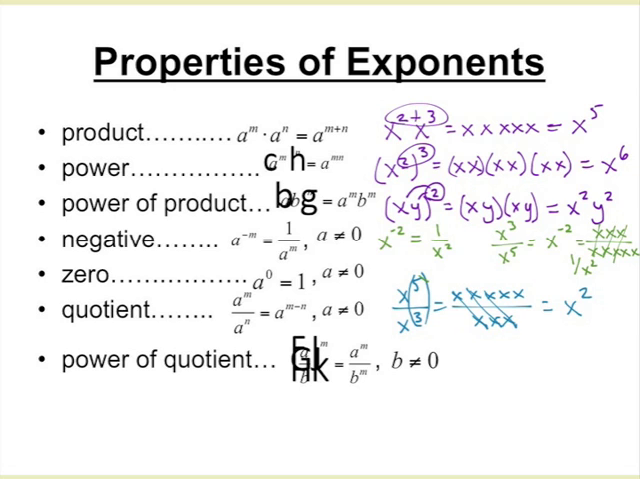The zero property. Let's say I had something like x to the fifth over x to the fifth. According to the division rule, what would I do with those exponents? Subtract them, which would give me x to the 0. But x to the fifth over x to the fifth, what's anything divided by itself? 1. So that means an exponent of 0 gives an answer of 1. Anything to the 0 power is 1 except for 0 itself, which is kind of a weird thing. But otherwise, anything else to the 0 is equal to 1.